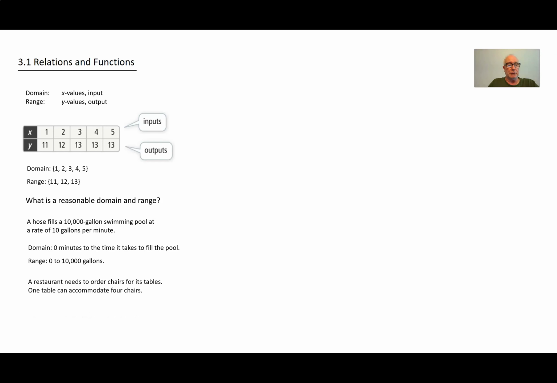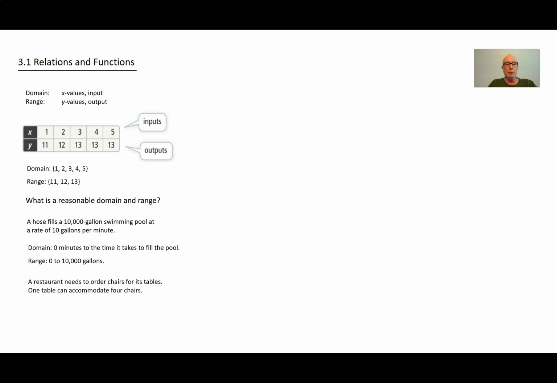Here's another situation. A restaurant needs to order chairs for its tables. One table can accommodate 4 chairs. So the number of chairs depends on how many tables there are. So the chairs are the dependent variable, or the y value. The tables will determine how many chairs we have. So tables is our x value.